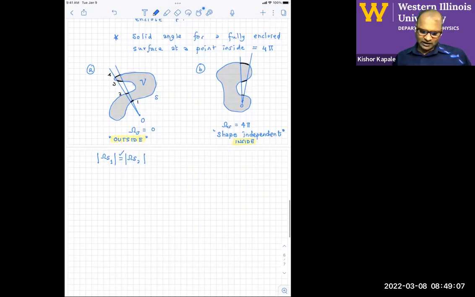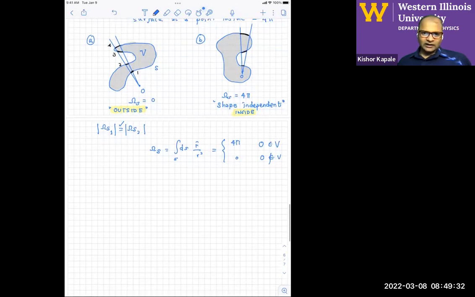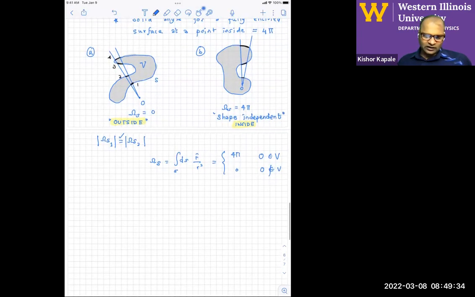Right? So we can mathematically write down that omega s, the integral of ds r hat over r squared over the whole surface, is going to be 4 pi if the observation point is part of the volume, and is equal to 0 if the observation point does not belong to the volume. Okay, that's that.